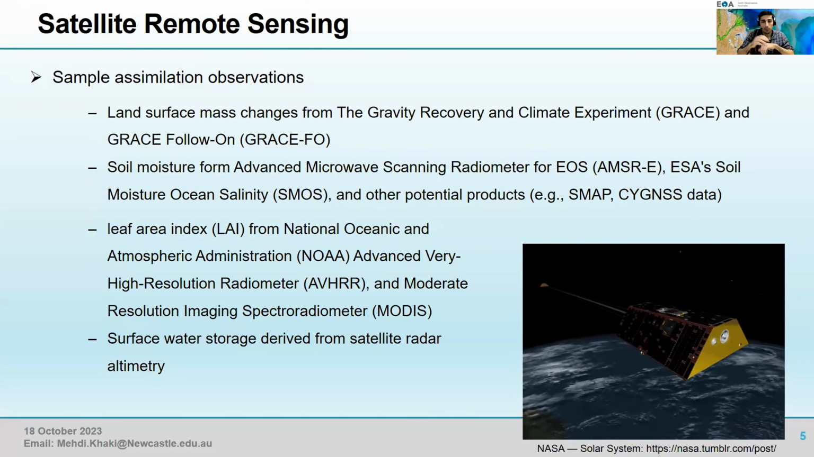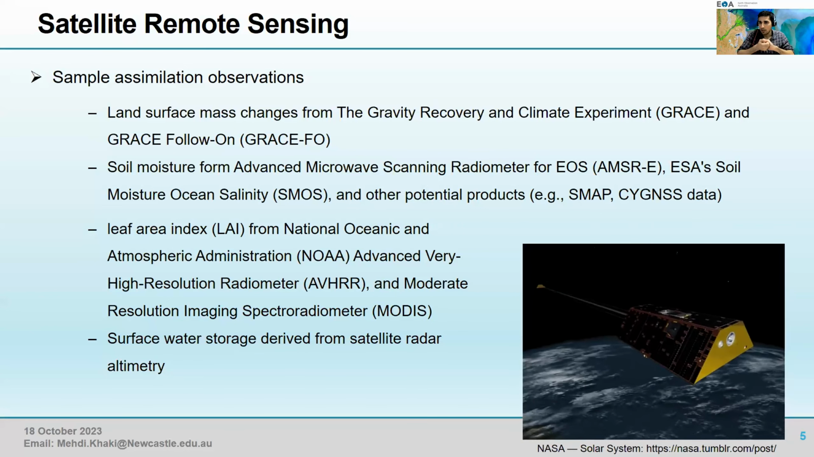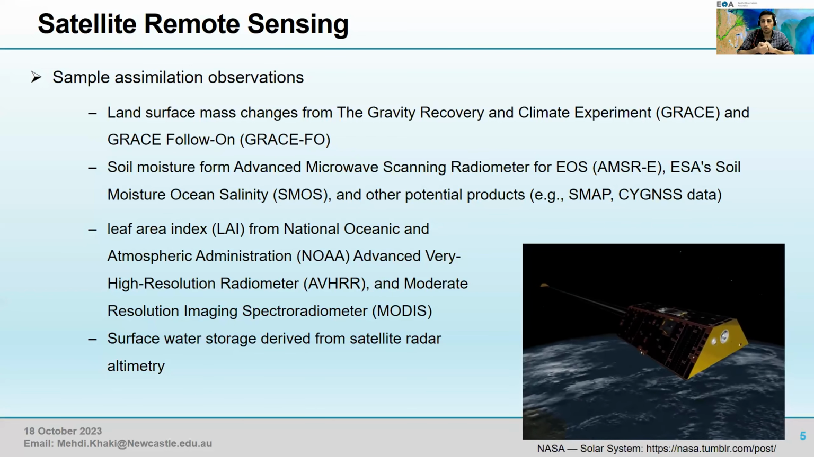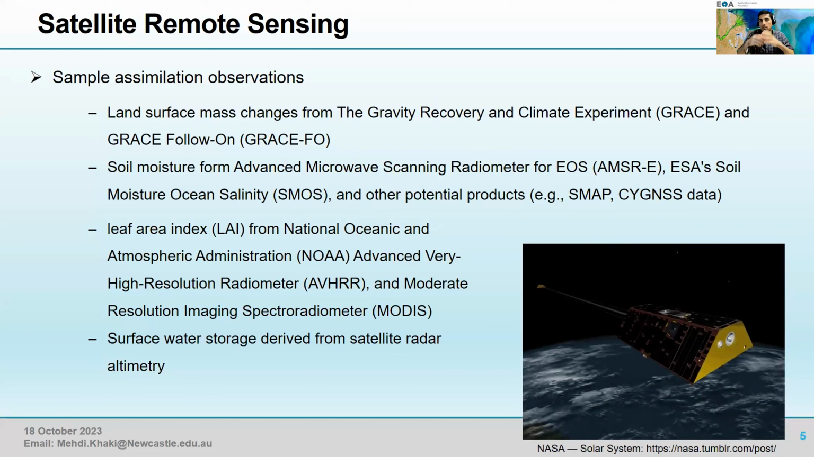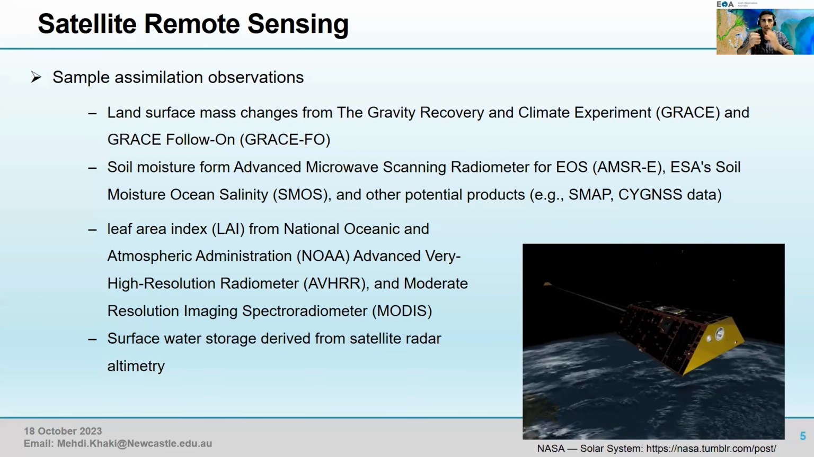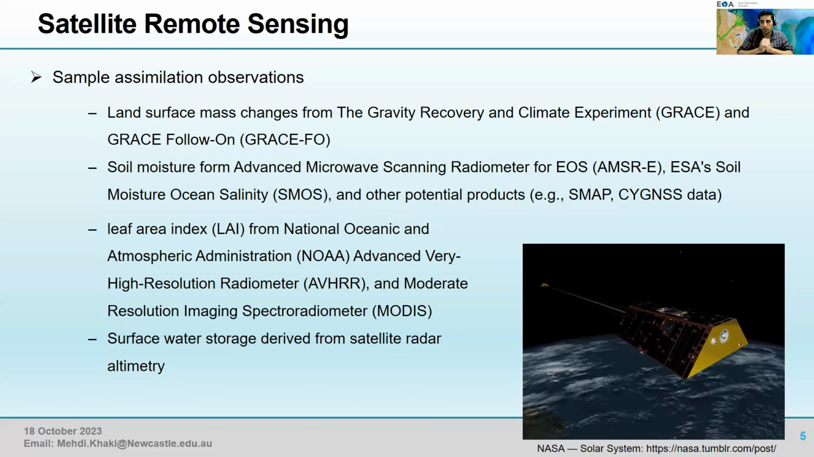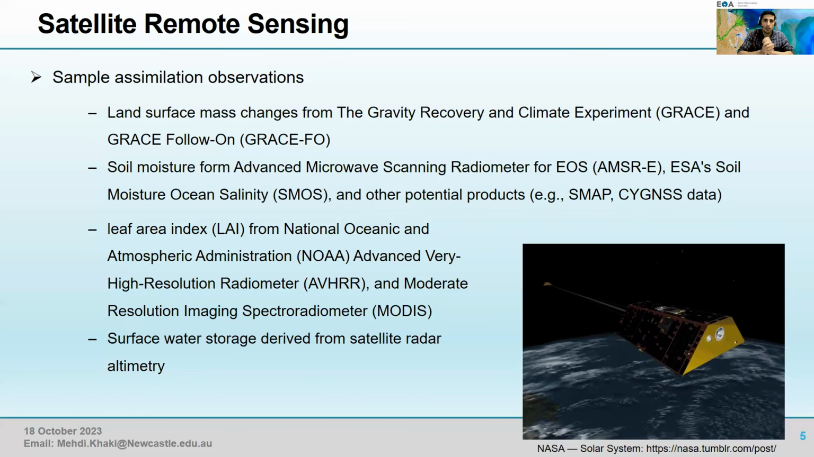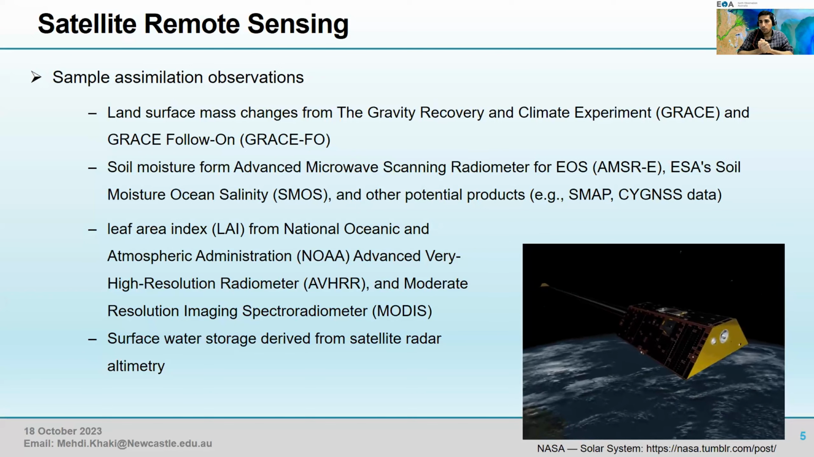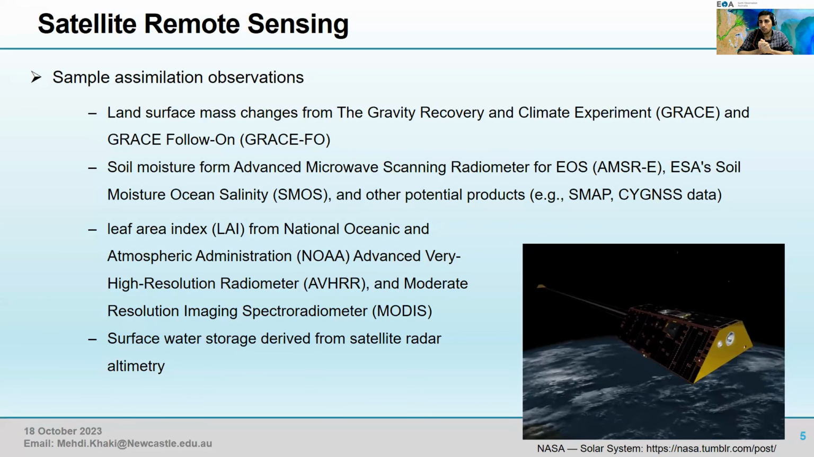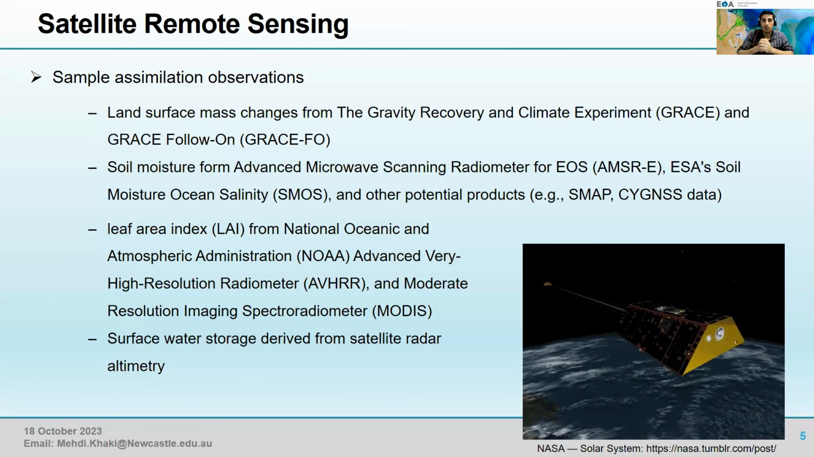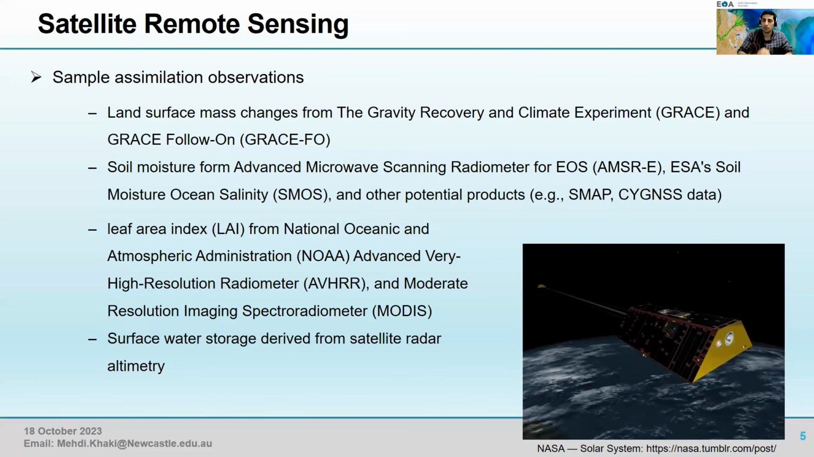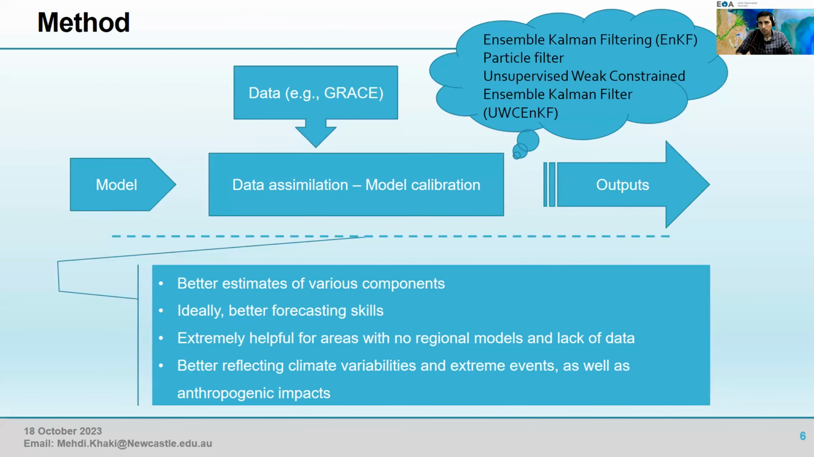And in one of our latest works, I also used satellite radar altimetry to derive surface water storage for the assimilation. So all these can help us. It depends on the application and the area that you're focusing on. One or more of these satellite measurements can be very useful to improve the estimates. But having multiple observations at the same time can be a challenging task when you do the assimilation.